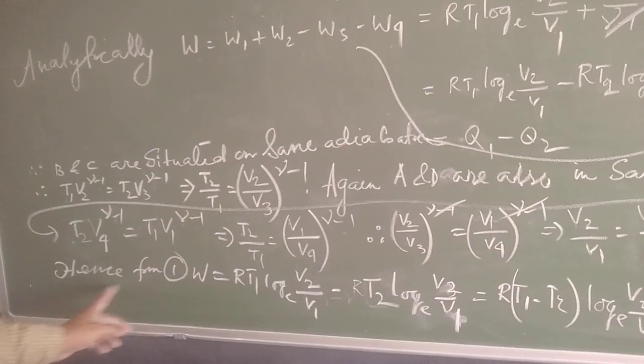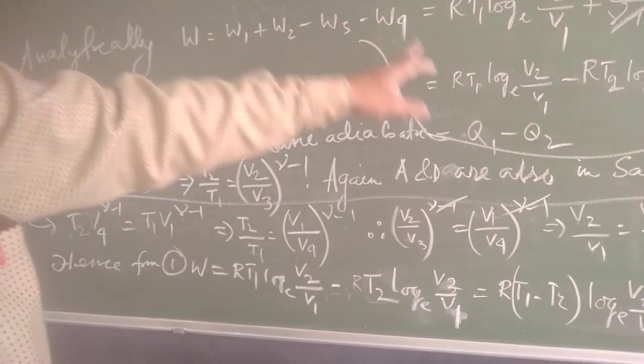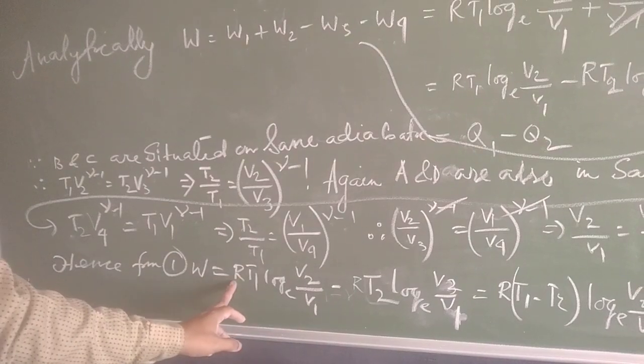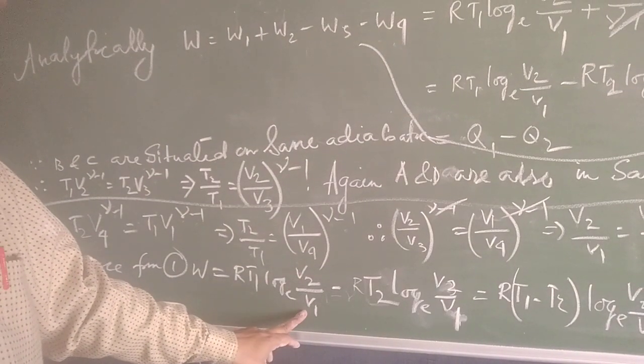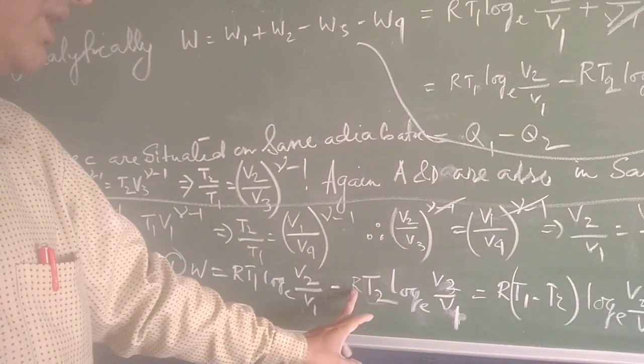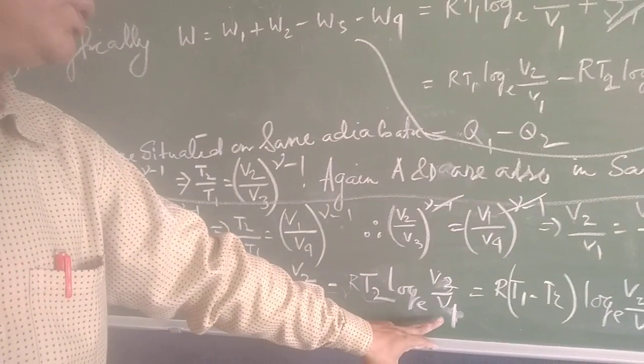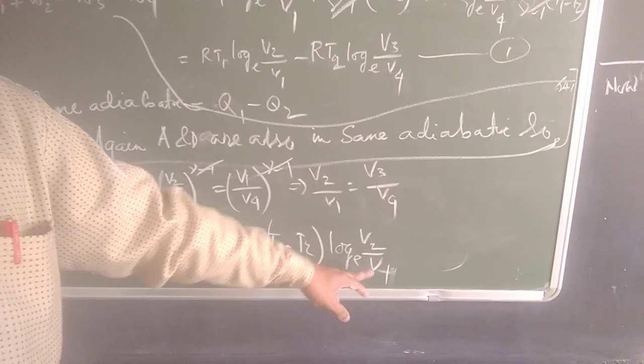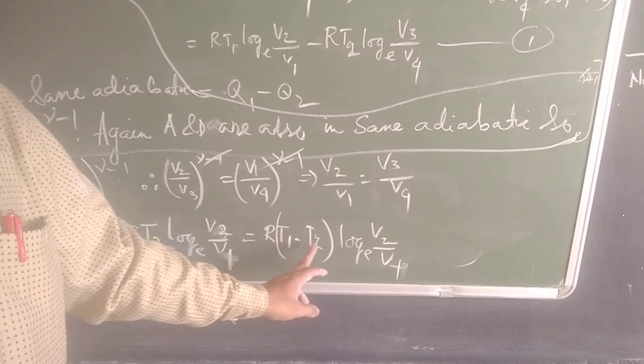So, hence from this equation 1, we can write W is equal to RT1 log e V2 by V1 minus RT2 log e V2 by V1. So if you take log e V2 by V1 and R common, you will get R (T1 minus T2).